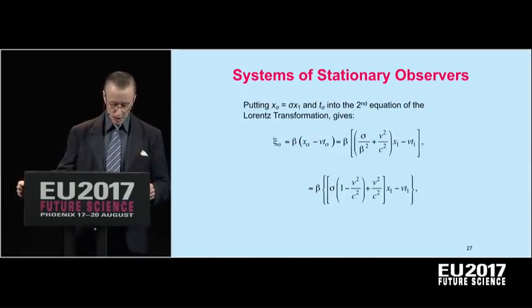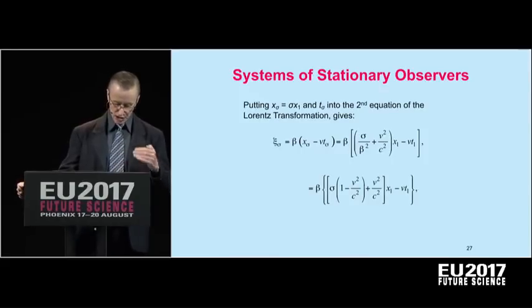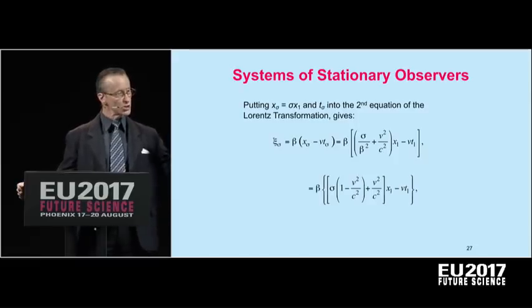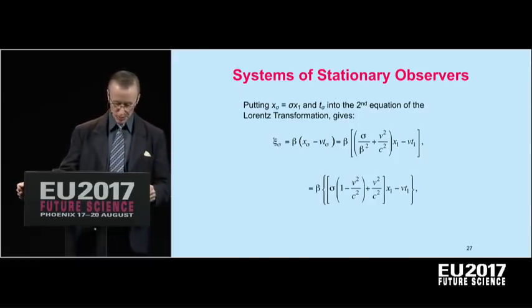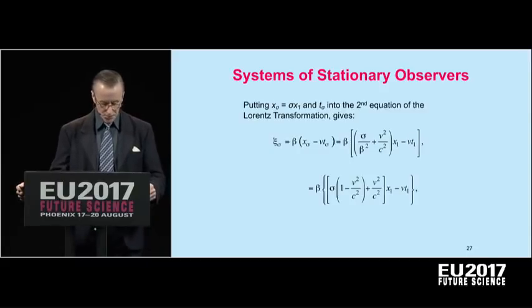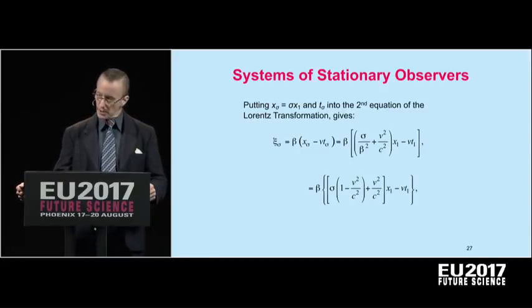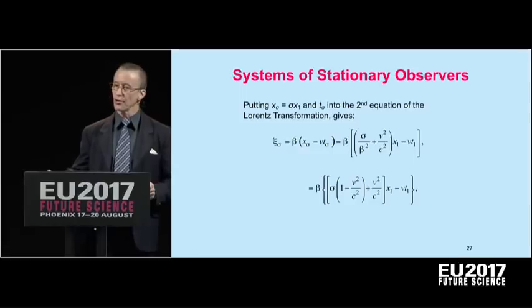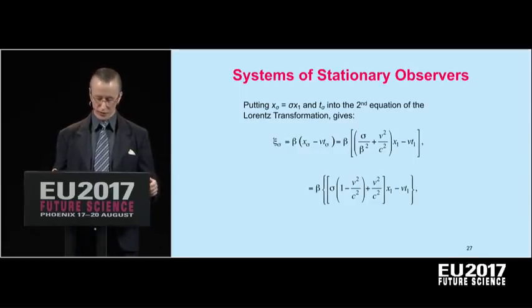Here's an equation that I derived in a paper that I wrote, but I've just given you the result rather than the derivation. If you put x sub sigma equals sigma x sub 1 and t sub sigma into the second equation of the Lorentz transformation that we saw on an earlier slide, we get this complicated looking expression. And again, if we make sigma equals 1 in that bottom equation, then we get 1 minus v squared over c squared plus v squared over c squared. That's just 1. And that produces x1 minus v t1 multiplied by beta. That's exactly the Lorentz transformation in one particular case, Einstein's case.